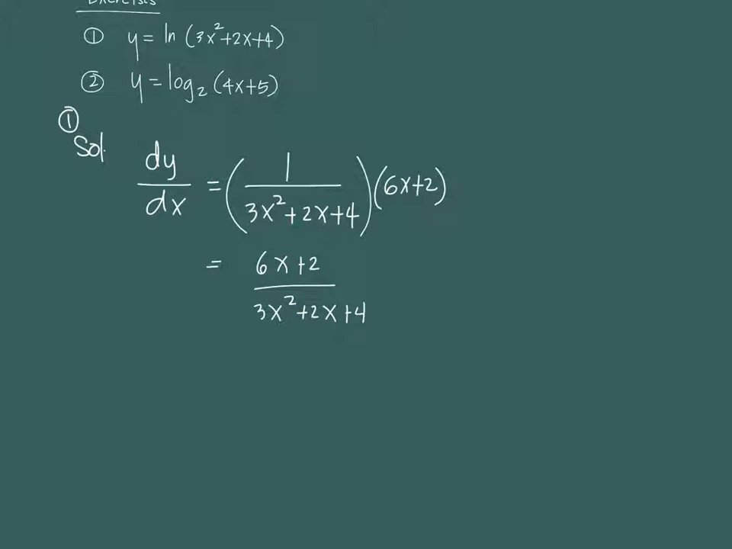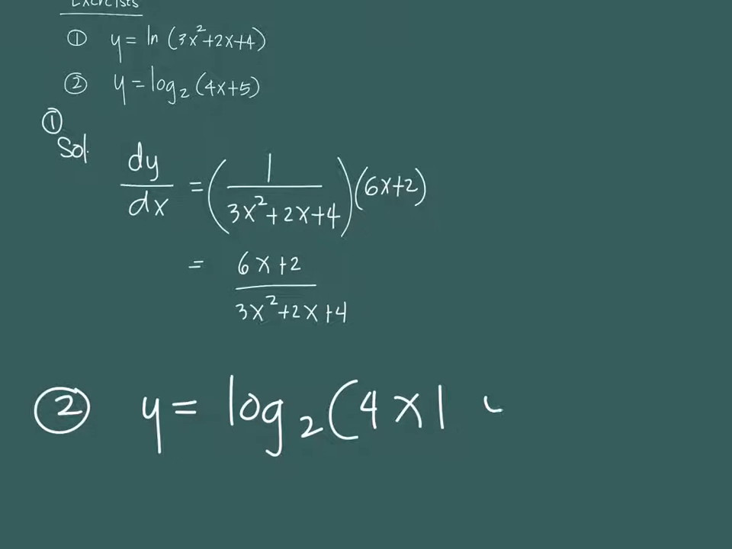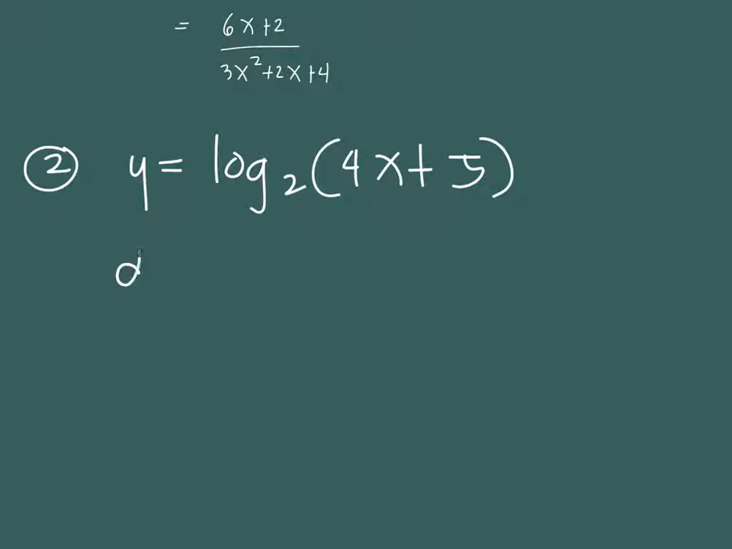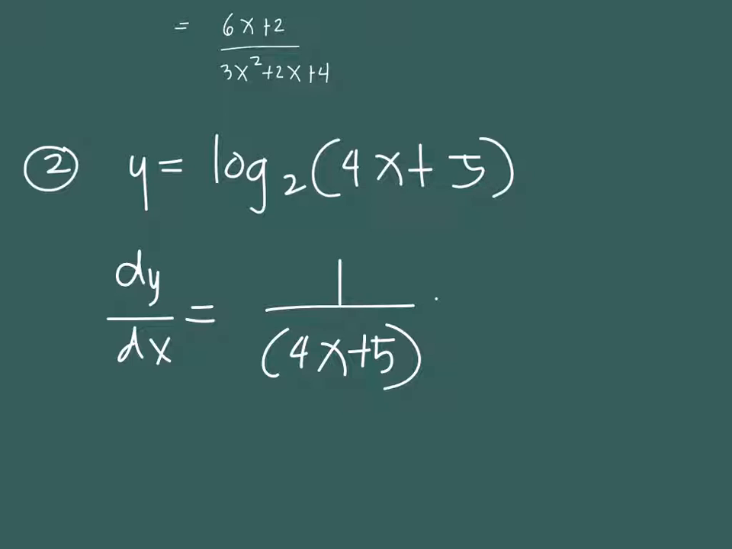And then number 2, we have y is equal to log base 2 of 4x plus 5. This time the derivative is 1 over, so same rule, 1 over 4x plus 5 times the derivative of 4x, and also there's one more down below, which is ln of the base 2. Okay, so this will be 4x.